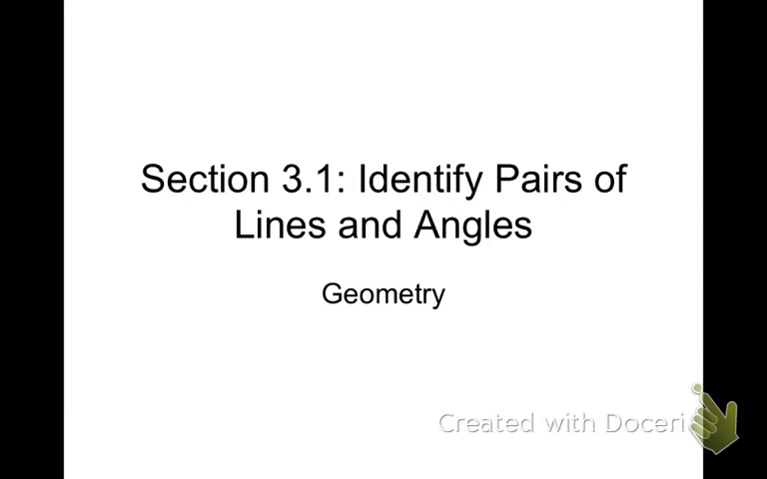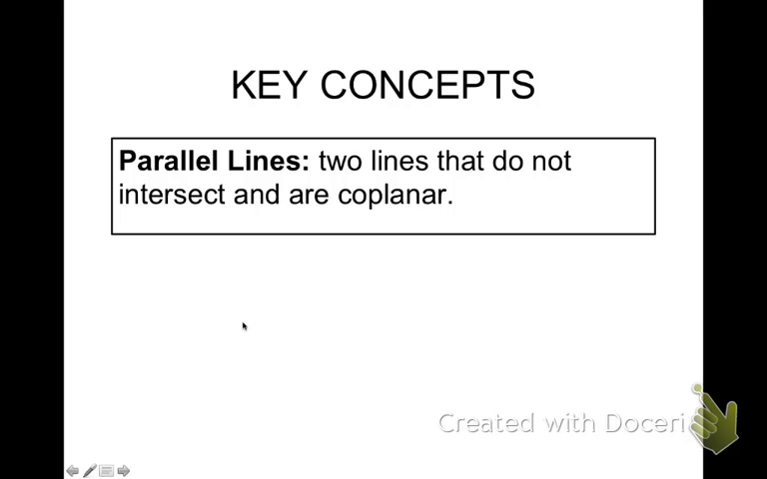Going to talk about different types of pairs of lines and angles. So the first types of pairs of lines we have are what we call parallel lines. What do we know about parallel lines?